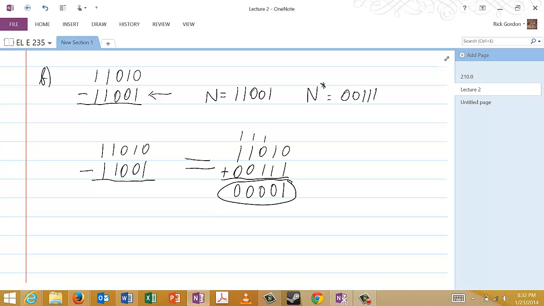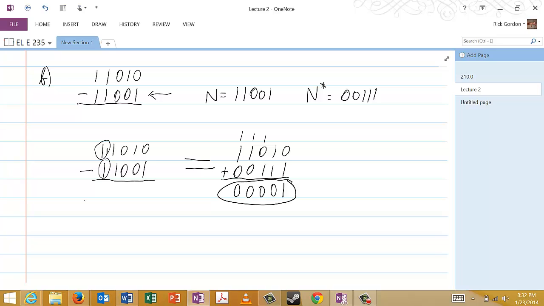Well, notice that in this case, both of the numbers, both the top number and the number that we are subtracting, are negative numbers. And how do we know that? Because both of them here begin with ones. So both of these are negative numbers, and according to what the book has told us, since these are negative numbers, they must be represented as 2's complement.